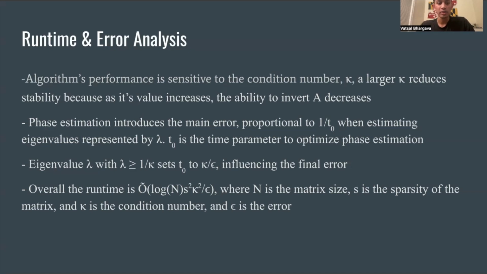And an eigenvalue lambda greater than or equal to 1 over kappa sets this t sub 0 parameter to kappa over the error, which in turn influences the final error. And overall, the runtime of this algorithm is O of log n times s squared times kappa squared divided by epsilon, where n is the size of the matrix, s is the sparsity of our matrix A, kappa is the condition number, and error is represented by epsilon, as mentioned earlier.